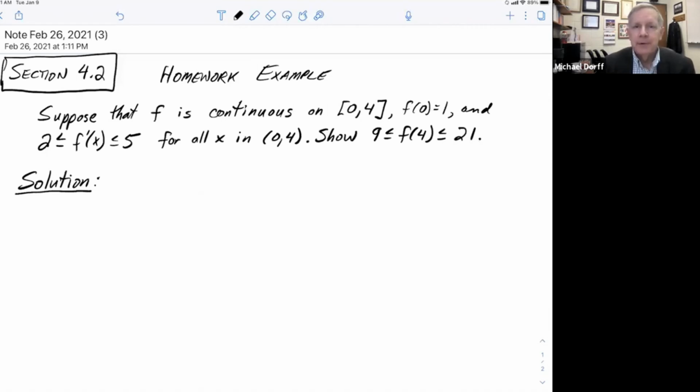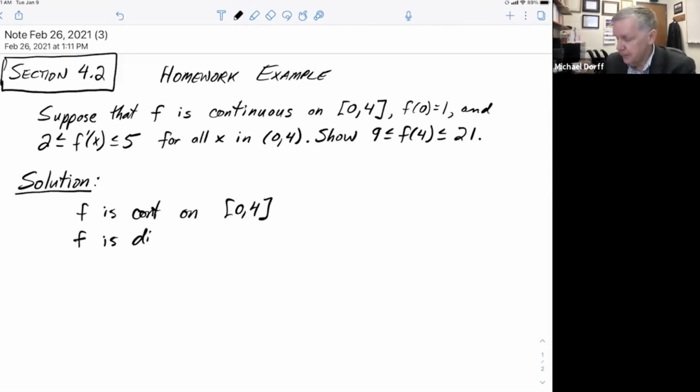We're in section 4.2 and we're looking at this homework example. In this example, we notice that f is continuous on the closed interval from 0 to 4. It also says that the derivative of f is between 2 and 5 for all x on the open interval from 0 to 4. That's another way of saying that f is differentiable on the open interval from 0 to 4, and it has the property that its values are between 2 and 5.